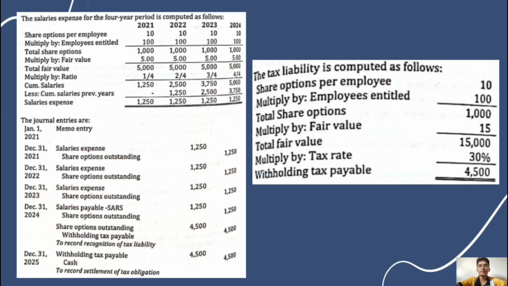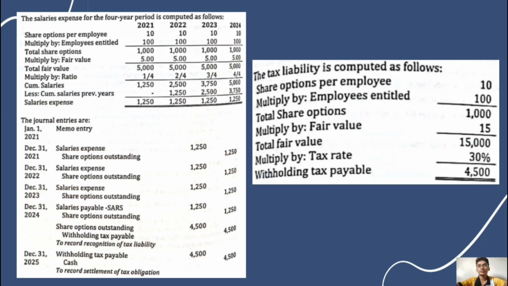The salaries expense each year is calculated as the difference from the previous year. In 2021, there is 1,250. In 2022, 1,250, because 2,500 less 1,250 is equal to 1,250. In 2023, there is 1,250, meaning that 3,750 less 2,500 equals 1,250. And in 2024, 5,000 less 3,750 equals 1,250.